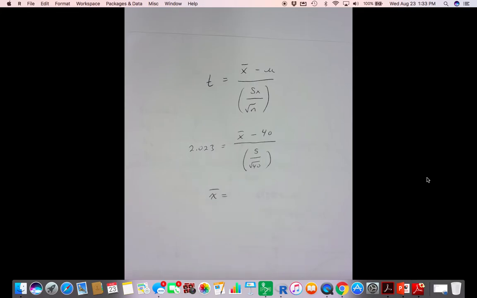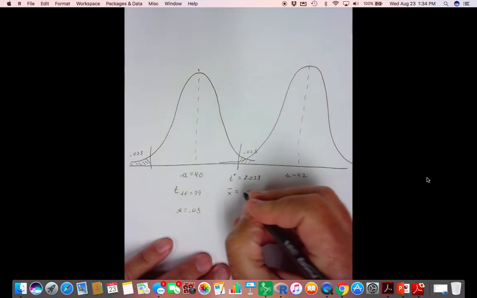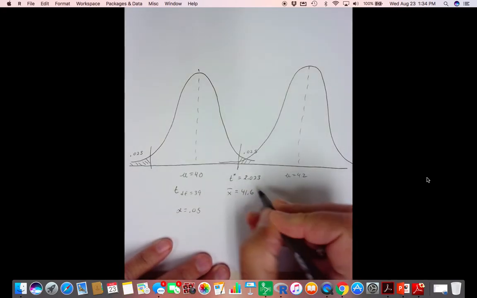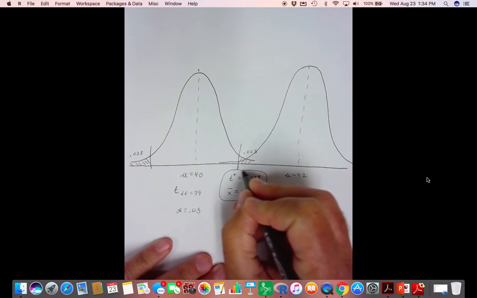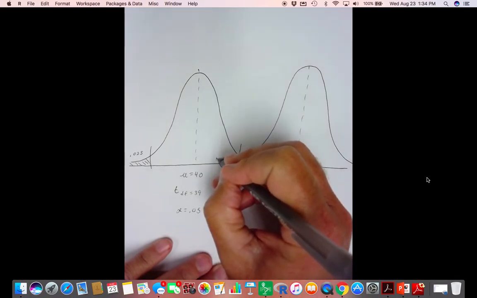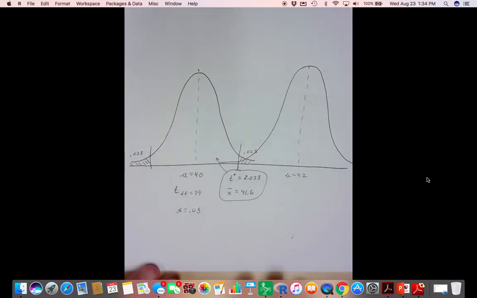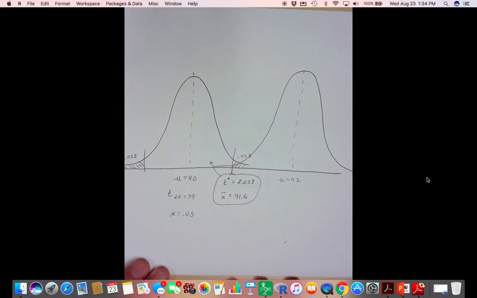Well, that was real clever. I was typing numbers in my calculator, and my calculator wasn't even turned on. So 1.5999 plus 40. So 41 point. I'm just going to call it 41.6. So this is the critical information from the distribution that's hypothesized that we think we're drawing from.